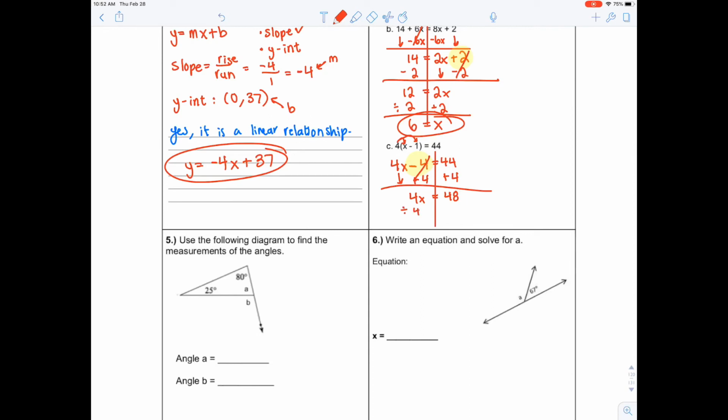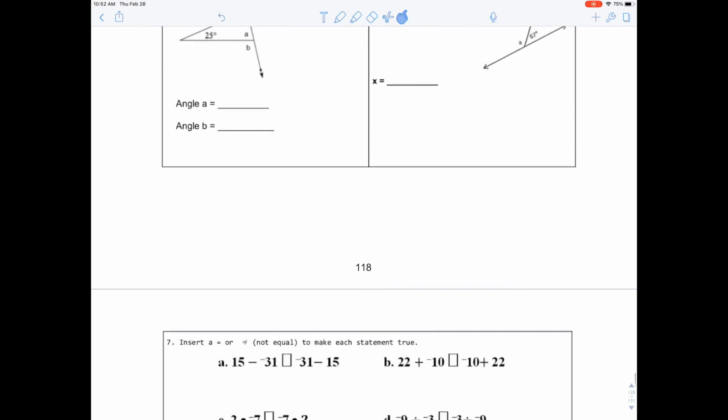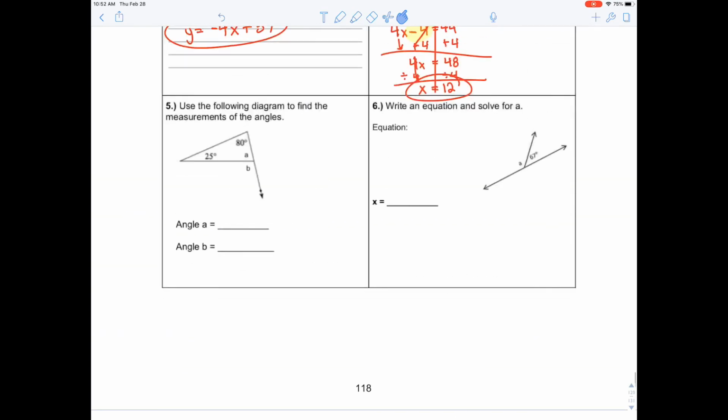So to get x by itself, I'm going to divide by 4. These 4's cancel out. They become 1, which is what we want, which is x. And 48 divided by 4 is 12. And that is our solution. We're almost done. Kind of.